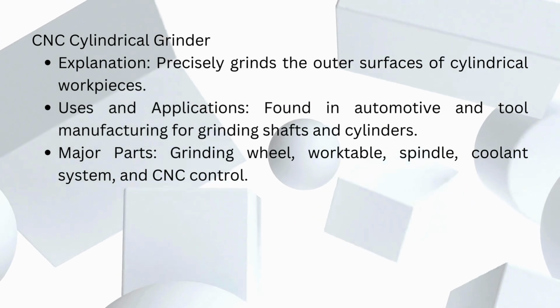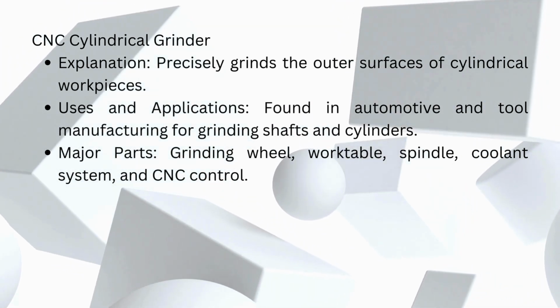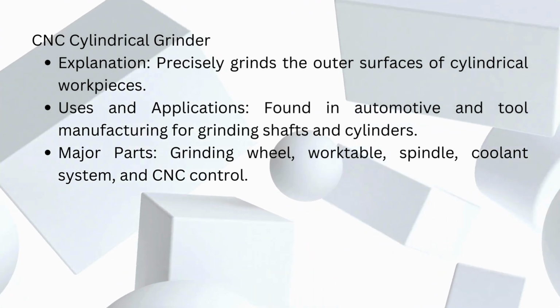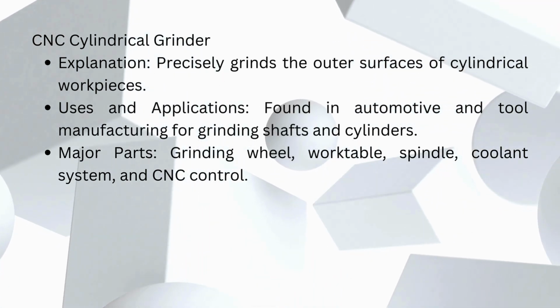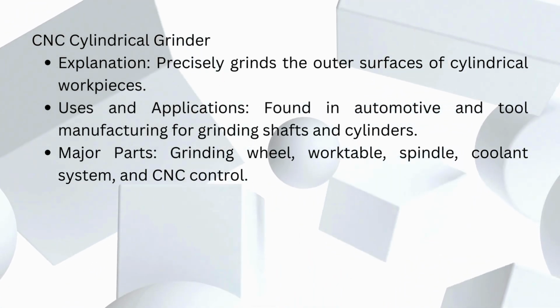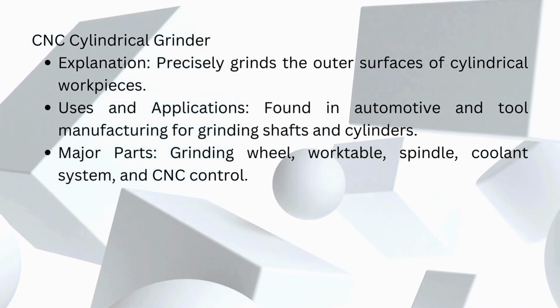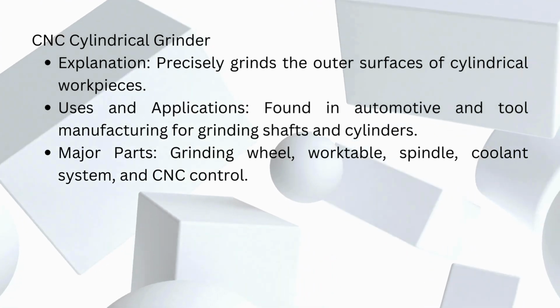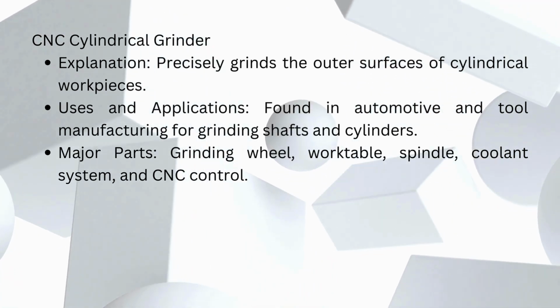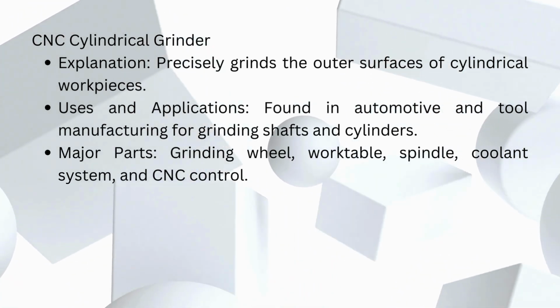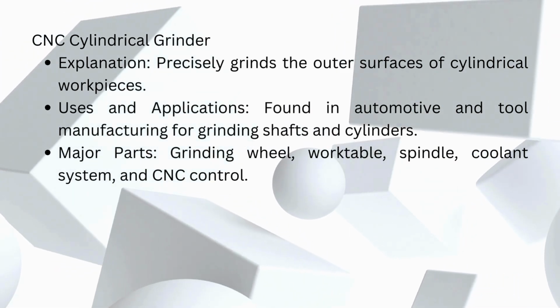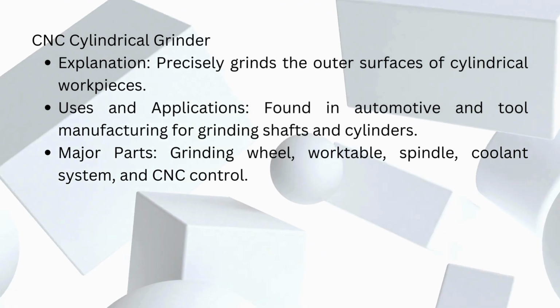CNC cylindrical grinder. Explanation: precisely grinds the outer surfaces of cylindrical workpieces. Uses and applications: found in automotive and tool manufacturing for grinding shafts and cylinders. Major parts: grinding wheel, work table, spindle, coolant system, and CNC control.